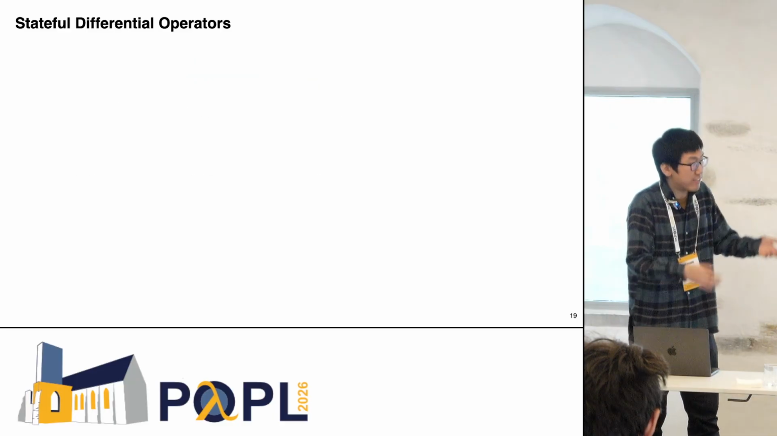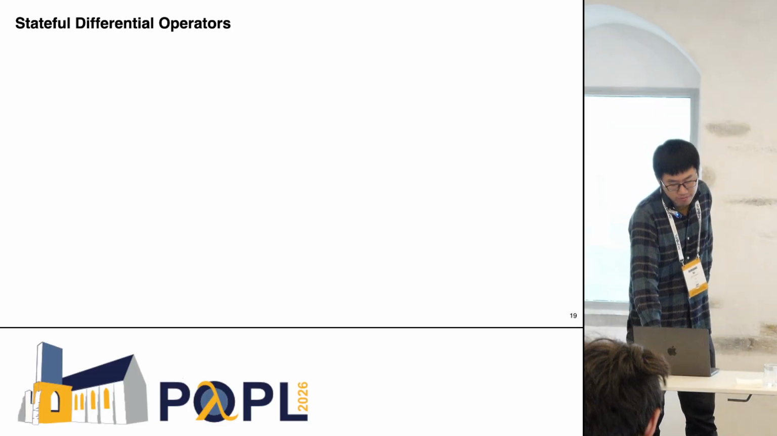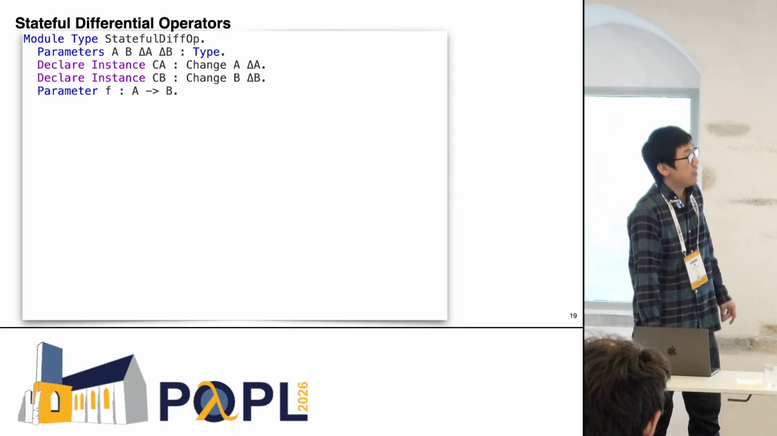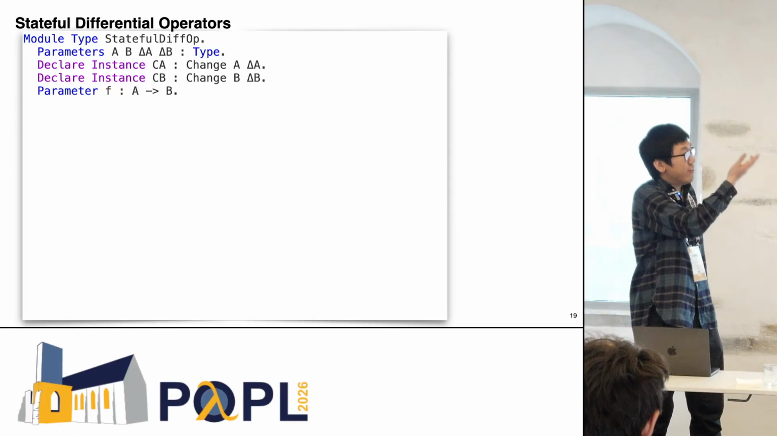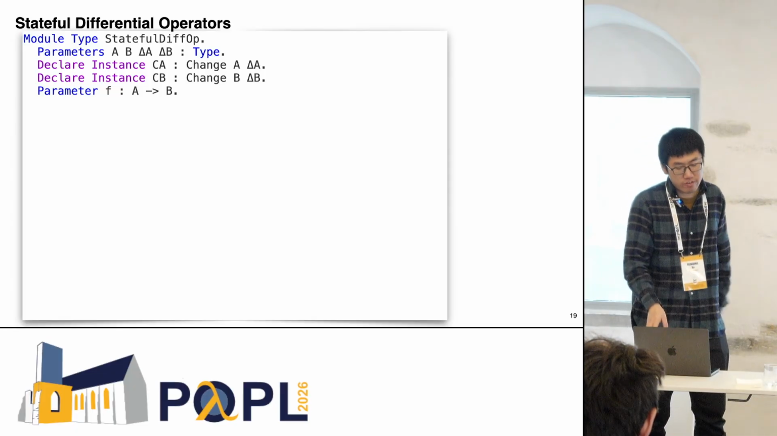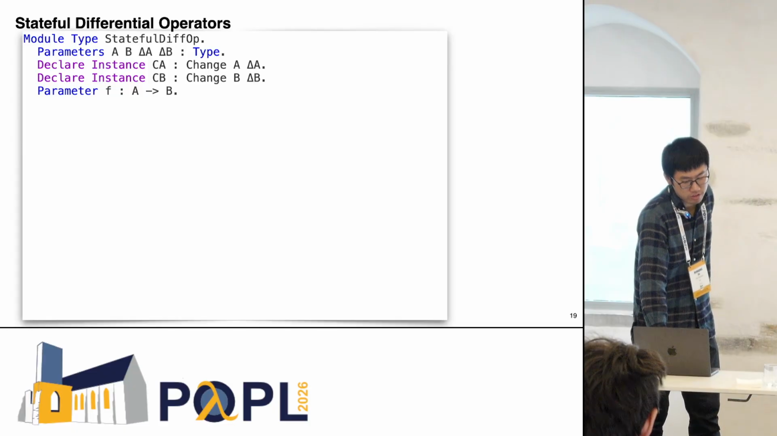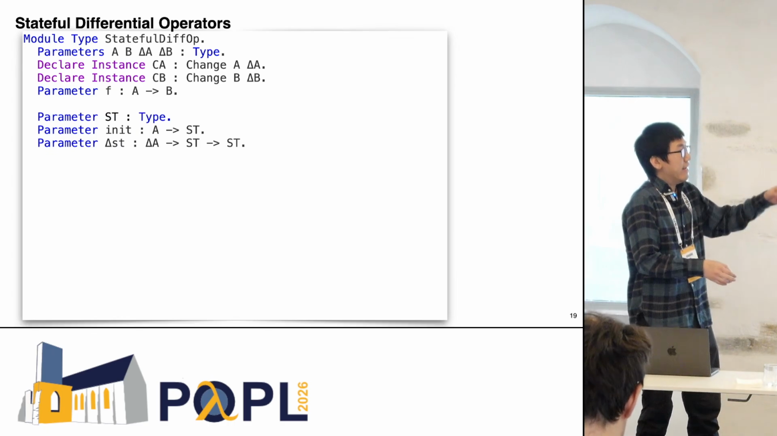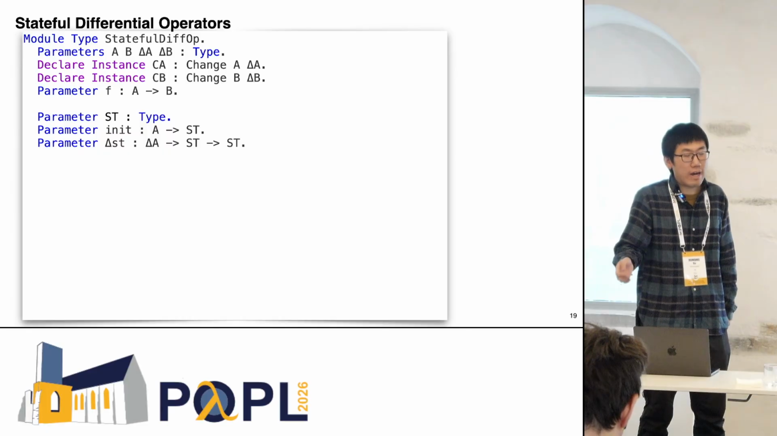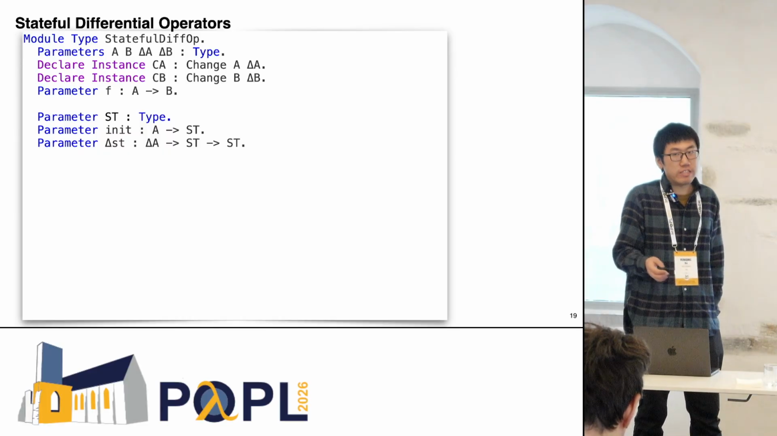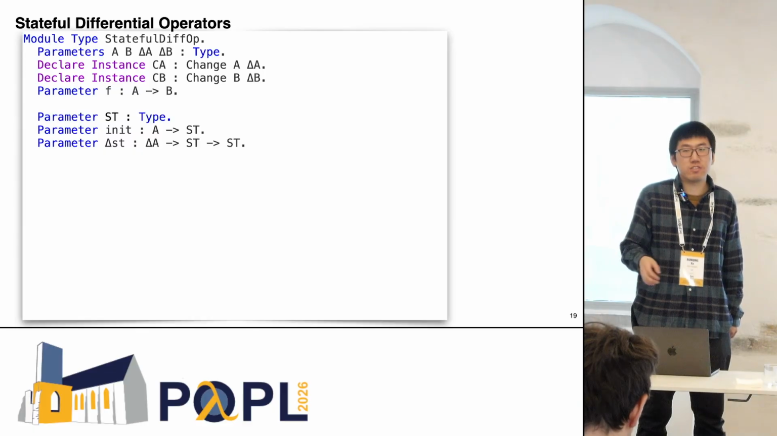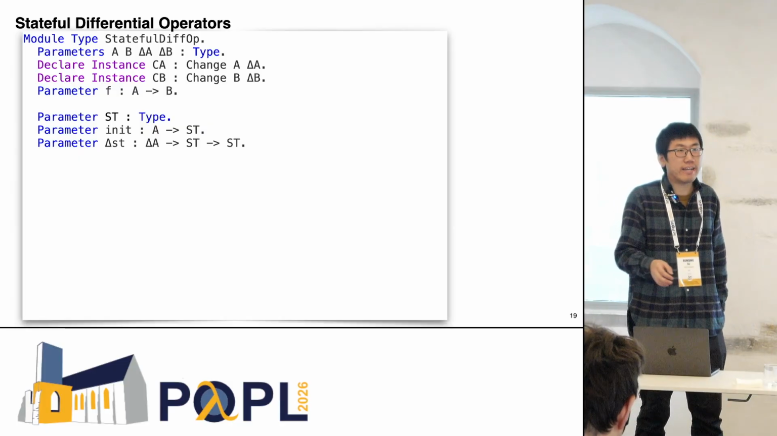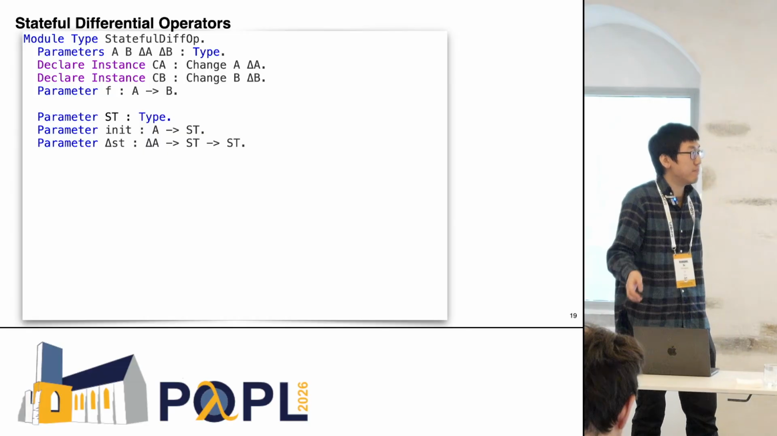So after we know how the stateful differential operator works, let's have a look at the formal specification. The first part is still the same: the change structure for the input and output, and also the initial computation function. The next part is more crucial. We need to provide a state type, and also an init function that initializes the state from the input, and also a delta st function which takes an input change and the current state to get the updated state.